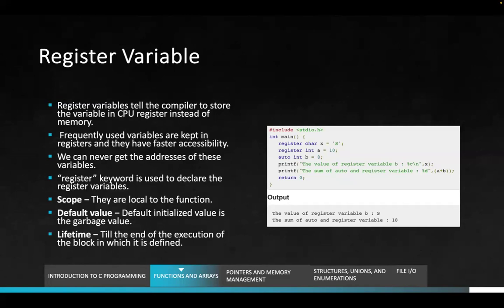We have kept register character x is equal to s, assigned with s. Another variable, integer a is equal to 10, and it's a register. So these two variables, x and a, have their values stored in registers. Now auto int b is equal to 8. Then we are printing them and performing the operation.